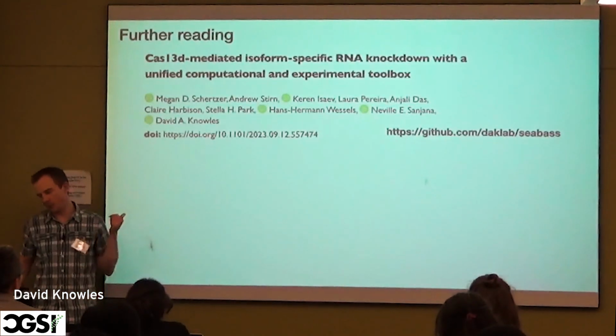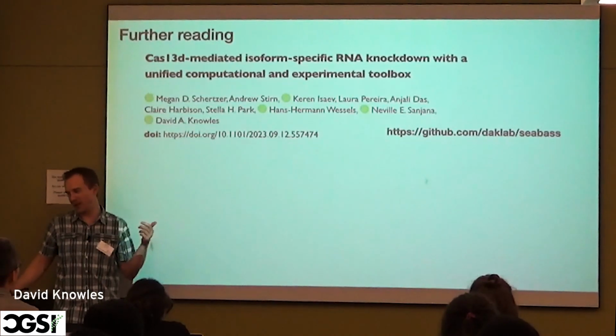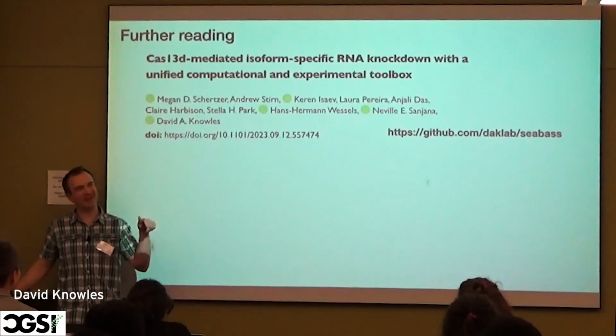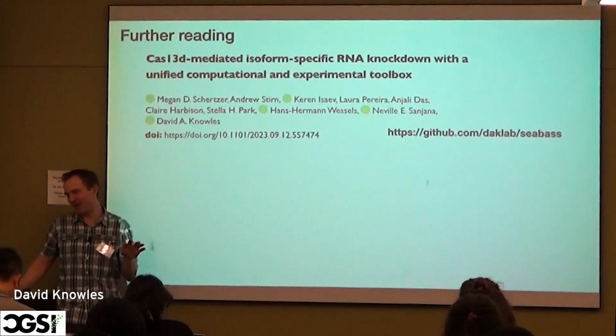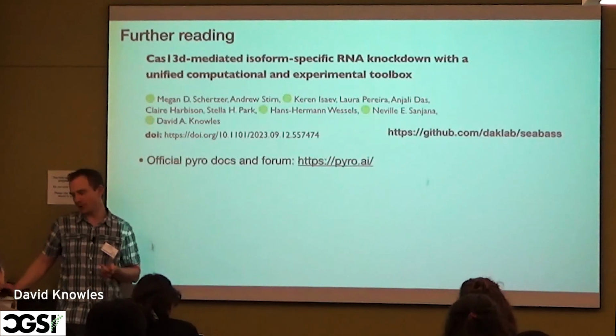Further reading, we have a preprint up on both this CRISPR screen that we did and the computational analysis, including this model. The CBAS bit is screen efficiency analysis with Bayesian statistics or something like that. It's not too bad as backronyms go. The official Pyro docs are at pyro.ai.